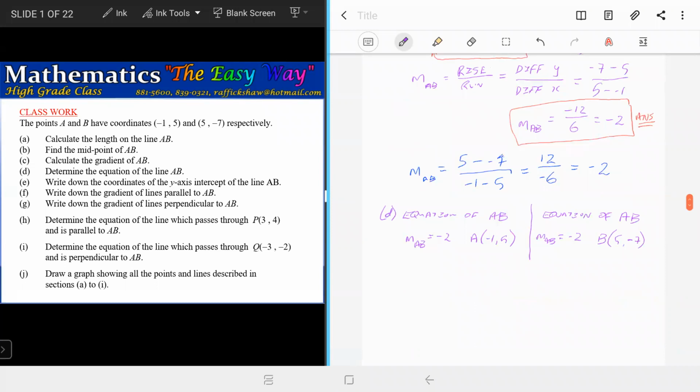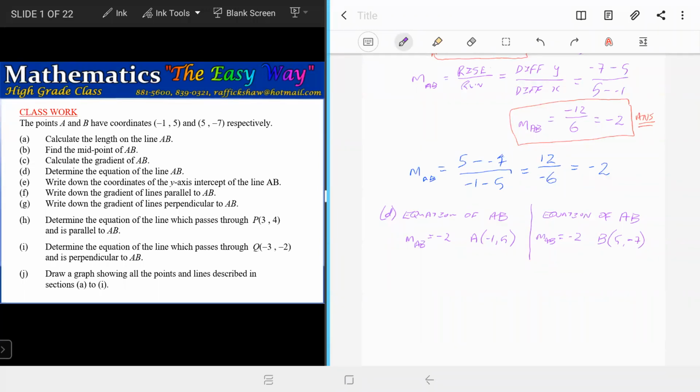All right? So I'm going to do it two ways. One way, I'm going to use the point A with the gradient. Other way, I'm going to use the point B with the gradient. To find the equation, you have to have two things, the gradient and a point. So you're good. You can find it there.